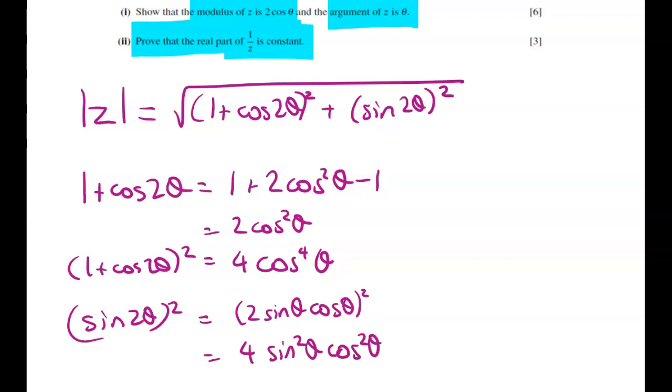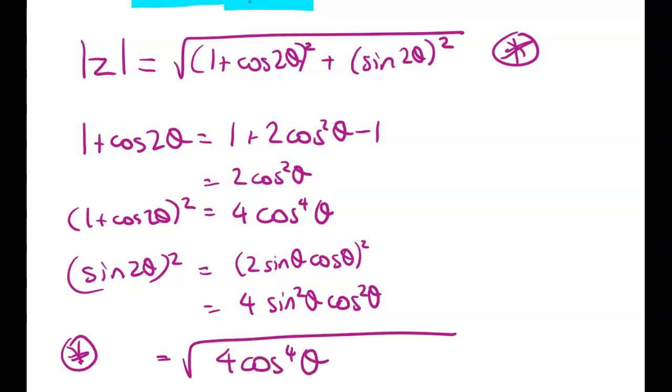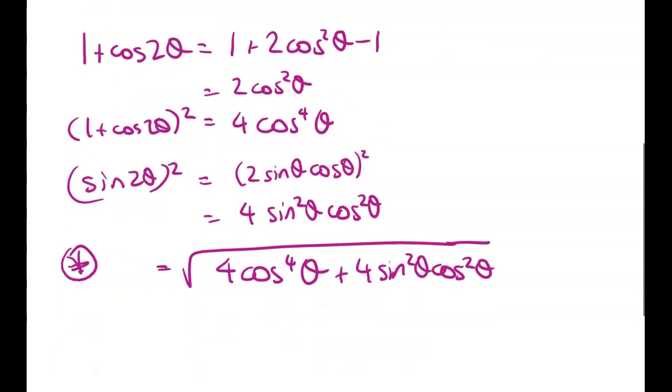So I'm going to call this thing here asterisk with a circle around it. So star is equal to the square root of 4 cos to the power of 4 theta plus 4 sine squared theta cos squared theta. And I think if you've done your working like that, this is a very nice, clean question.